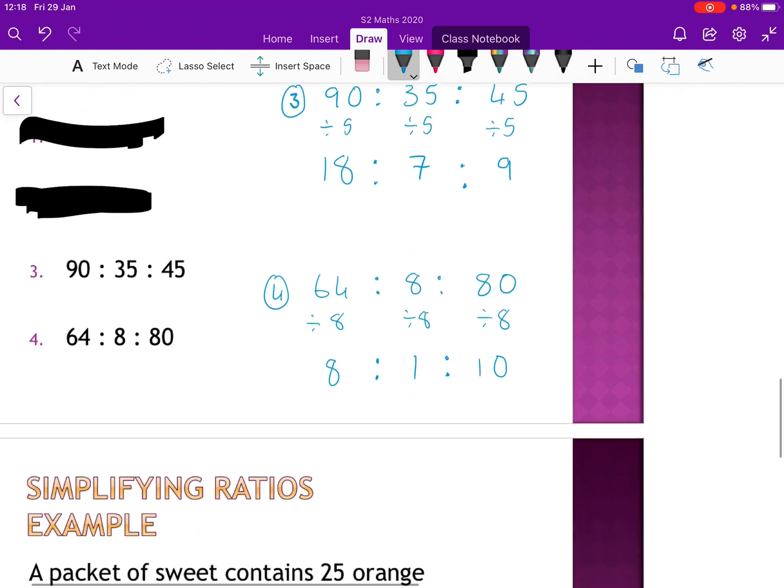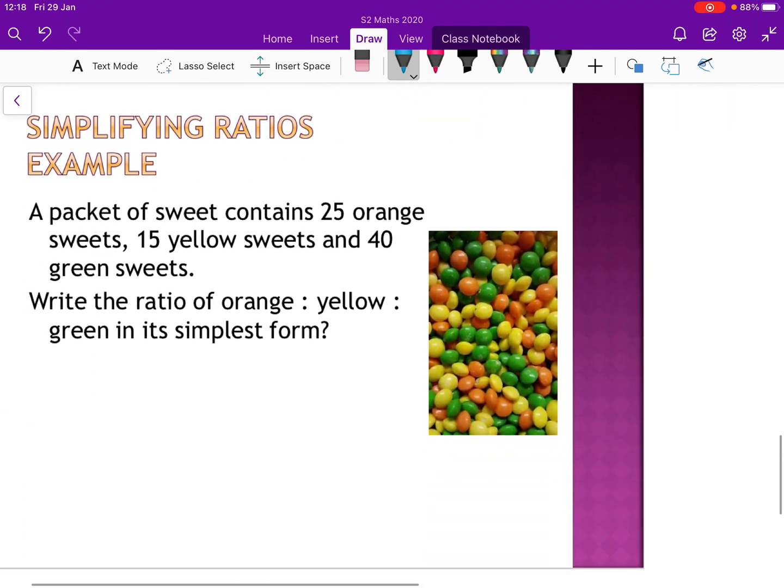Now, I've actually lied. I want to do one last example. Okay, and I want to do one last one just where it's actually in a worded question, kind of like what we did on the last video. So I want us to write the ratio down and I want us to simplify. So it's joining the two pieces together now. So it says a packet of sweets contain 25 orange sweets, 15 yellow sweets and 40 green sweets. Write the ratio of orange to yellow to green in its simplest form.